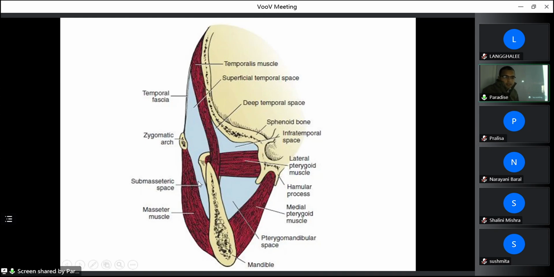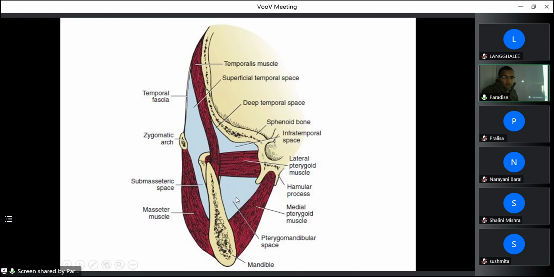So this is the submasseteric space. It is also known as the masseteric space or submasseteric space. Laterally, there is the masseter muscle. Medially, there is the lateral surface of the ramus of the mandible. Anteriorly, there will be the buccinator muscle. And posteriorly there is the posterior border of the ramus of the mandible.